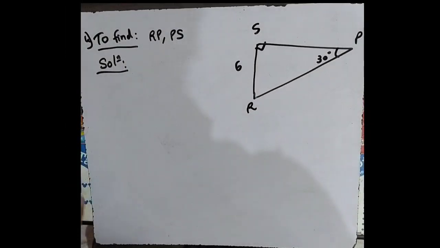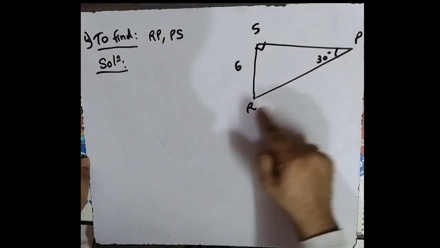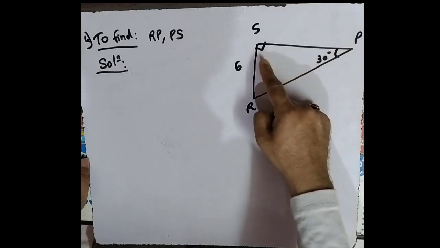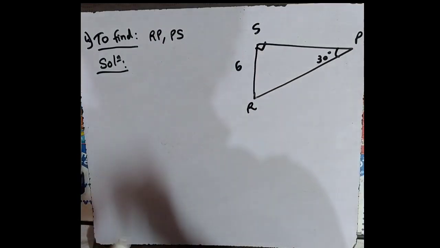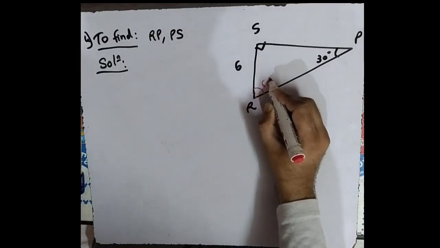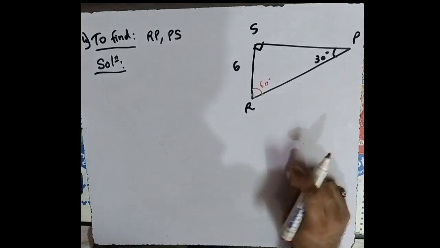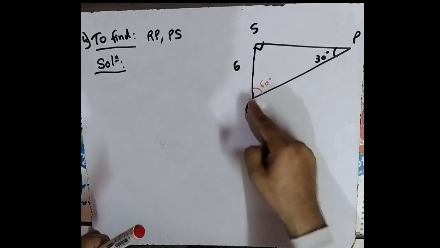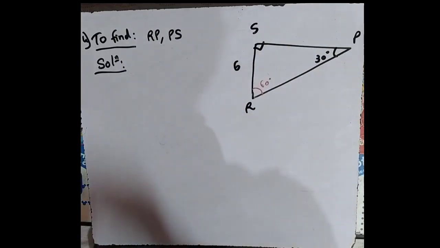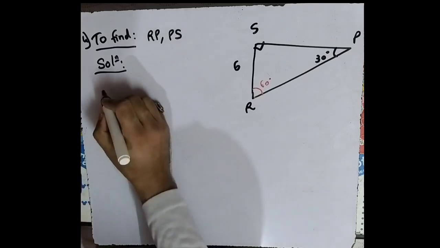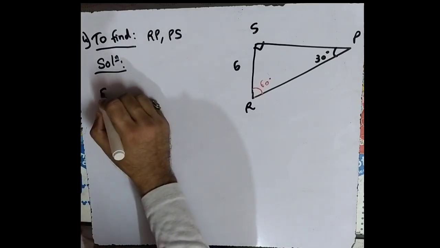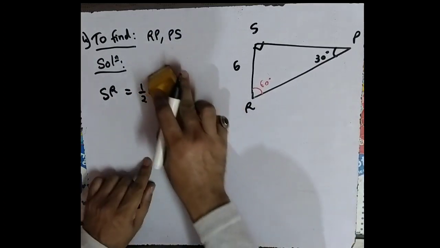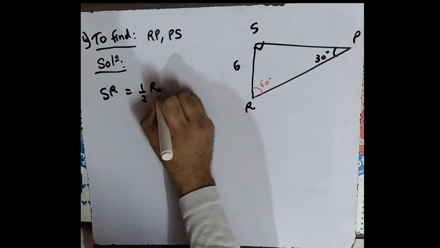In the fourth sum, we have to find out RP and PS. Angle P is given 30 degrees, angle S is given 90 degrees. Therefore, angle R will become 60 degrees, because it is the remaining angle of the triangle. So triangle PSR becomes a 30, 60, 90 triangle. By the 30, 60, 90 theorem, SR is equal to half of RP.